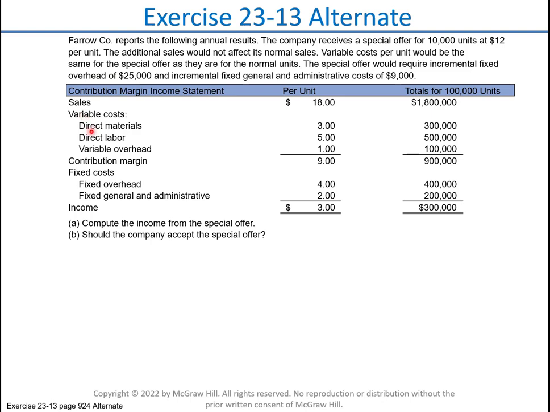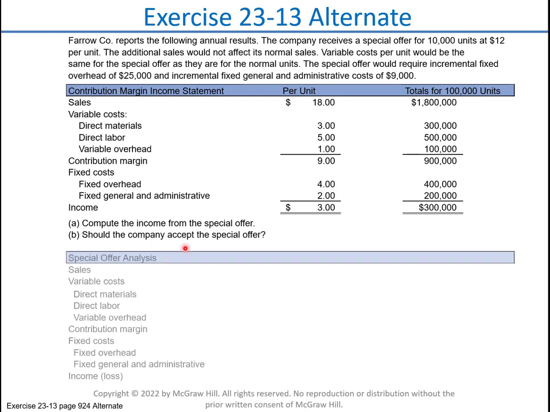Variable costs remain the same. So direct materials, direct labor, and variable overhead will remain the same. The special offer would require incremental fixed overhead of a total of 25,000, and fixed and general administrative cost incremental would be 9,000. So what should they do?